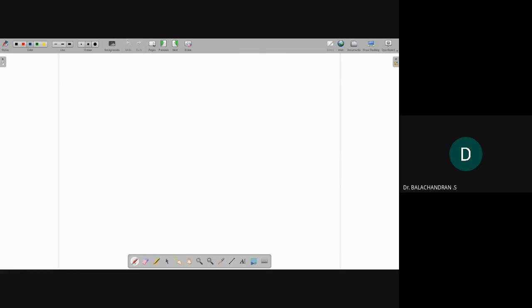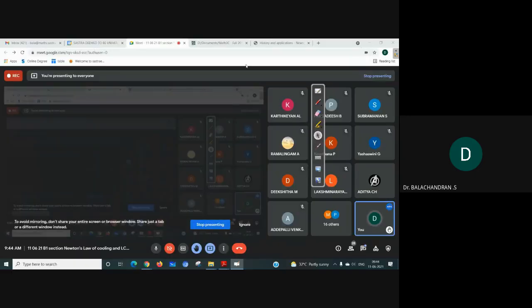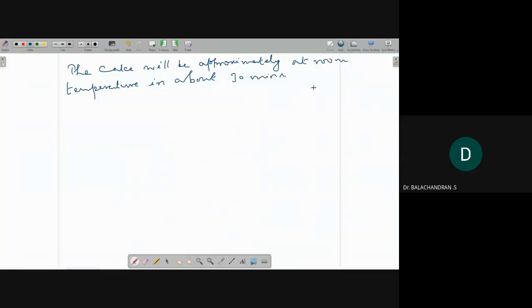So one more sentence you can write. Okay, so the cake will be approximately at the room temperature in about 30 minutes. Okay.